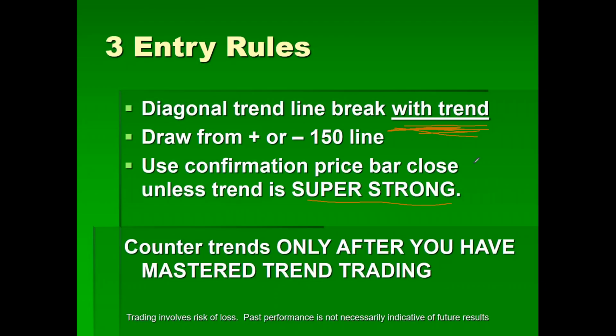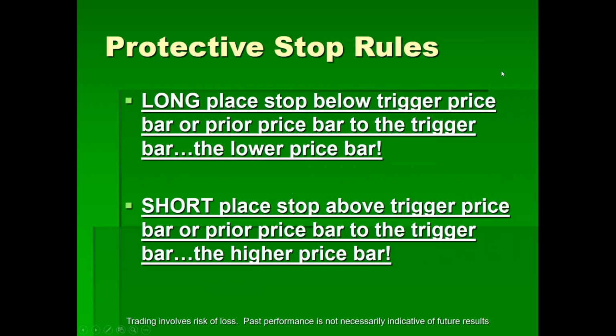Now, this is all something so simple that you can test on your own, okay? No two people trade exactly alike. And by the way, I always say entries are easy and exits are the most difficult. Now for protective stop, you want to try to be mechanical. For a long, you're going to place your stop below the trigger price bar or the prior price bar to that trigger, whoever is lower. Now I'll show you this on a chart. For a short, you're going to place that stop above the trigger price bar or the prior price bar, whoever is higher, if that prior price bar is higher, yes.